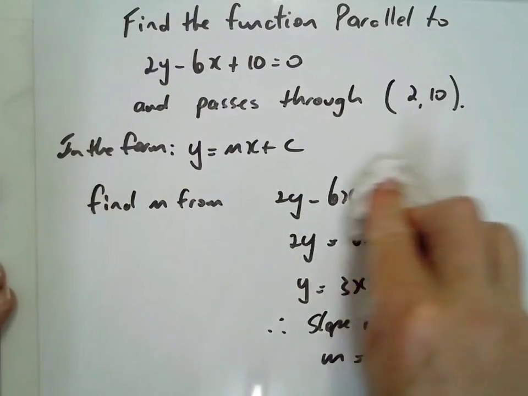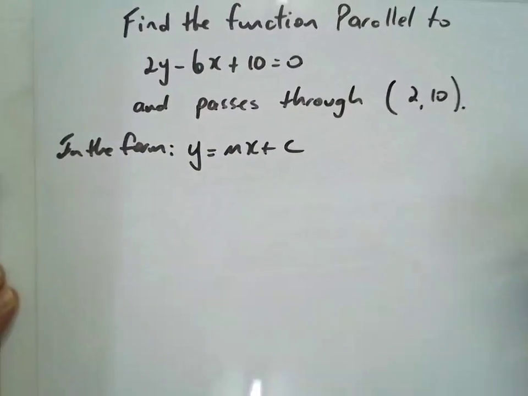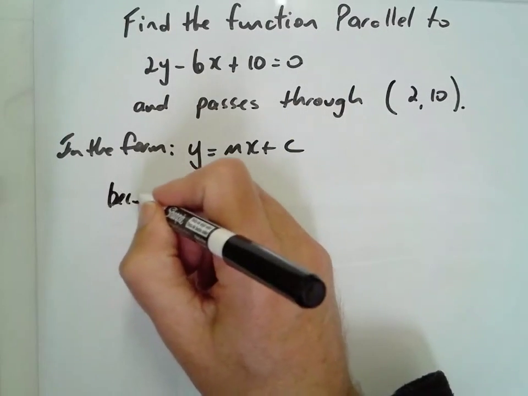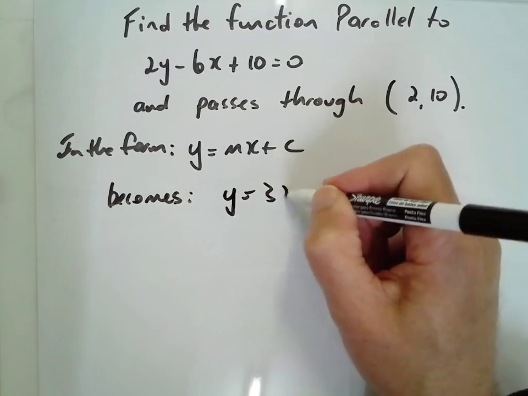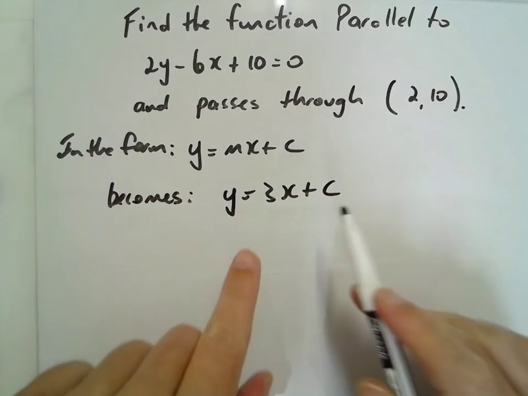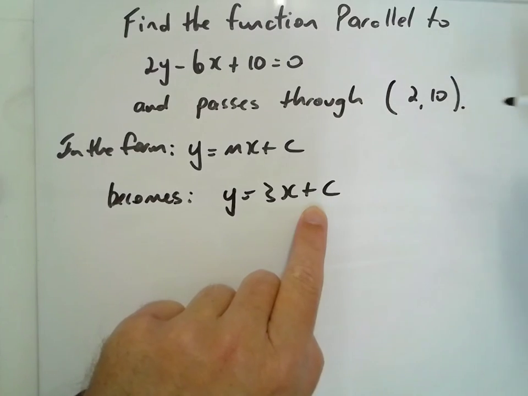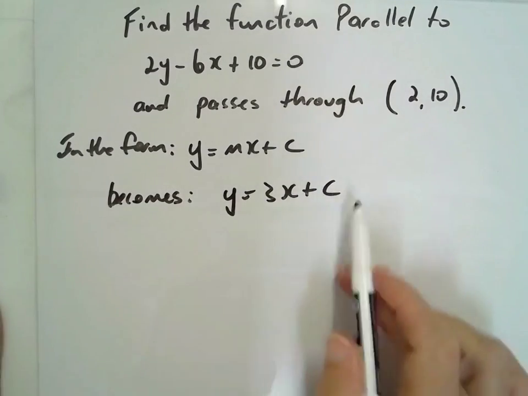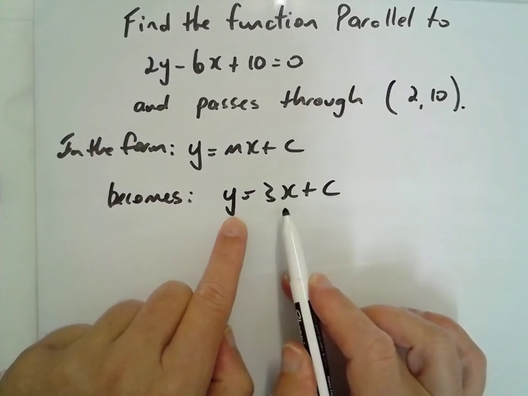So just to give me some room, this function becomes y equals 3x plus c. And I haven't asked this much in class, but how do we find the c? We find the c only one way. We find a point that lies on the line. Because it lies on the line, it must satisfy this equation. It must make this equation balance.